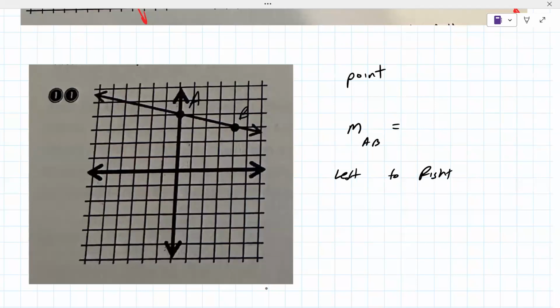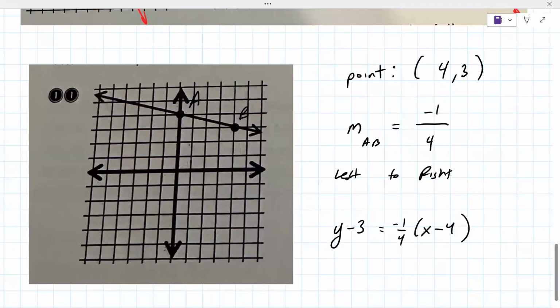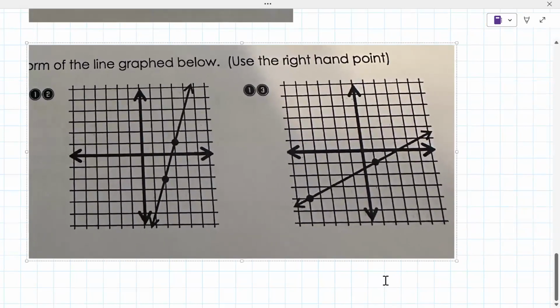So the slope is -1/4, and the point is 4, 3. So now you've got to write the equation. And that's just like the early ones we were doing. You do simplify signs if you have any signs to simplify. Okay. So why don't you work out the equations for the next two, and I'll check them for you if needed. Okay.